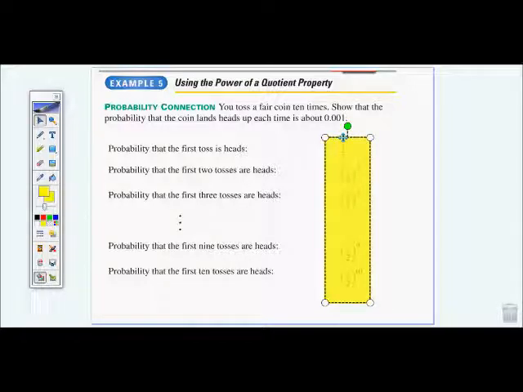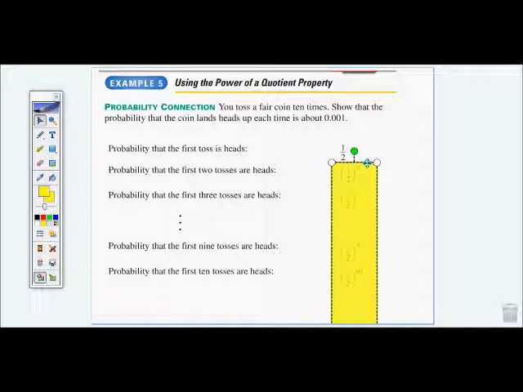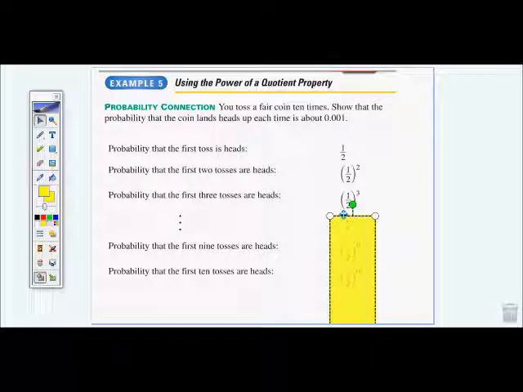So probability that the first toss is heads. Well, if we're using a fair coin, there are two sides to every coin, and one side's heads, one side's tails. So we have a 50-50 shot, or 1/2, 1 out of 2. Okay? Probability that the first two tosses are heads. Now, we're going to use our probability 1/2, but we're going to square that because the first two tosses are heads. You'll see a pattern. The first 3 tosses would turn into the cubed, or the exponent 3, and so on and so on.